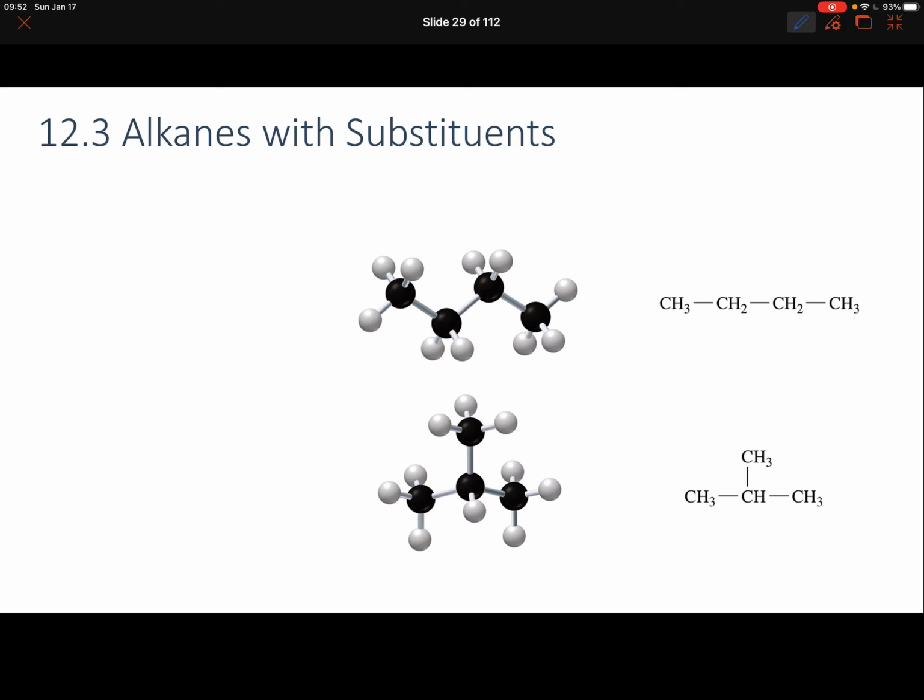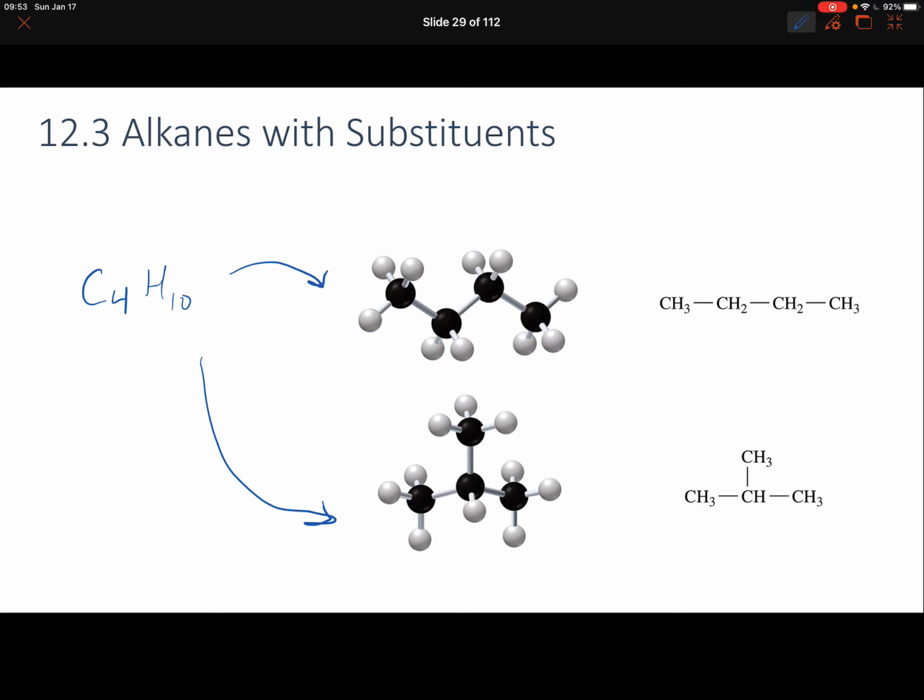So check this out. Both of these are C4. So they're butanes, right? Or they could be. We could name them as a butane, but we'll see that isn't going to be the case here. But there's 4 carbons. 4 times 2 plus 2 is 10, so H10. That's the formula for both of these compounds, yet you can see that there's actually 2 different compounds here.